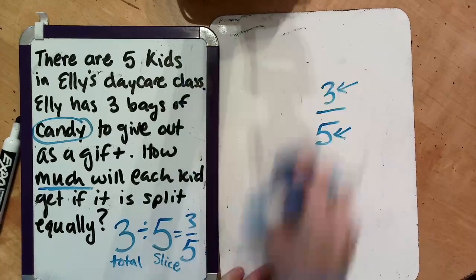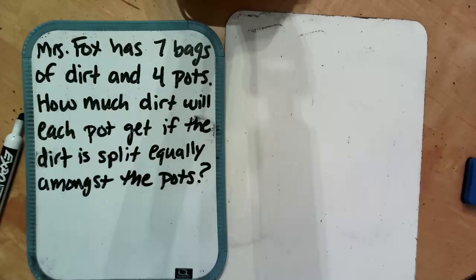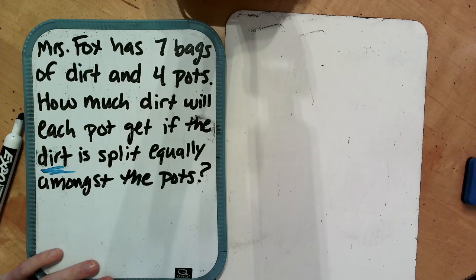All right, let's solve another one. Miss Fox has 7 bags of dirt and 4 pots. How much dirt will each pot get if the dirt is split equally amongst the pots? Okay, so in this one, we're trying to figure out dirt. How much dirt is going to go into the pot? Okay, I have a total of 4 pots.